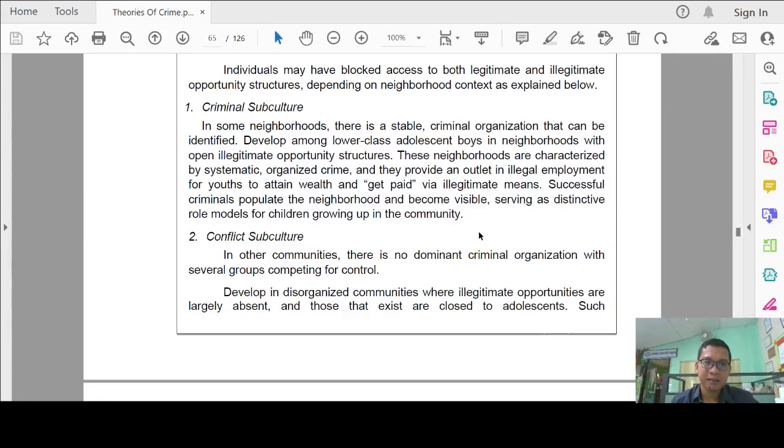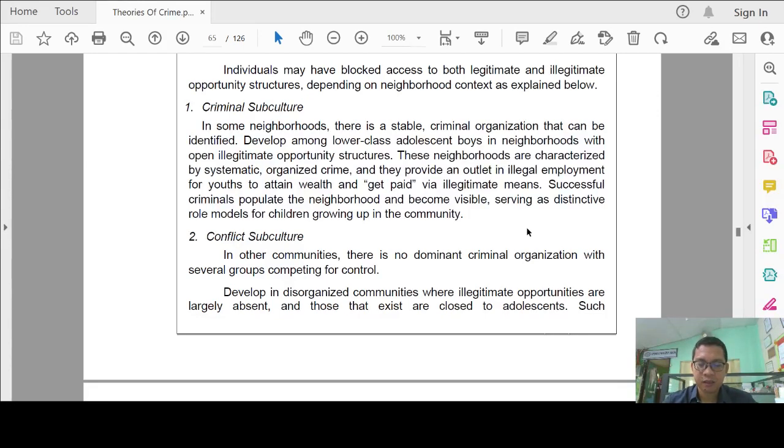And then, when it comes to criminal groups, even though they are groups, there will exist a subculture within the group, no? Developing among lower class adolescent boys in neighborhoods with open legitimate opportunity structures. So, of course, no, in our neighborhoods, maraming mga youngster that engage into gangs. These are forming criminal subcultures. These neighborhoods also are characterized by systematic organized crime, and they provide an outlet in illegal employment for youths to attain wealth and get paid via illegitimate means. Successful criminals populate the neighborhood and become visible, serving as distinctive role models for children growing up in the community.